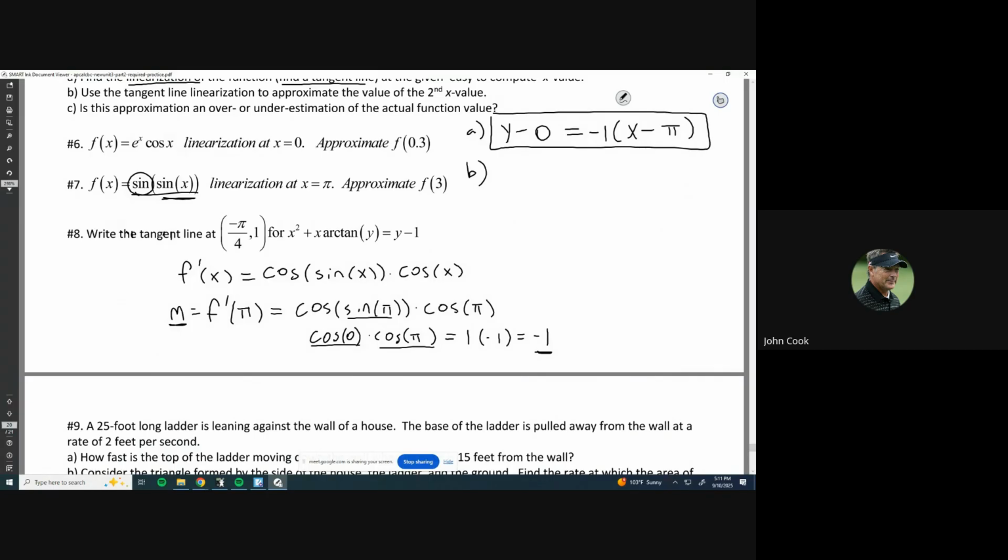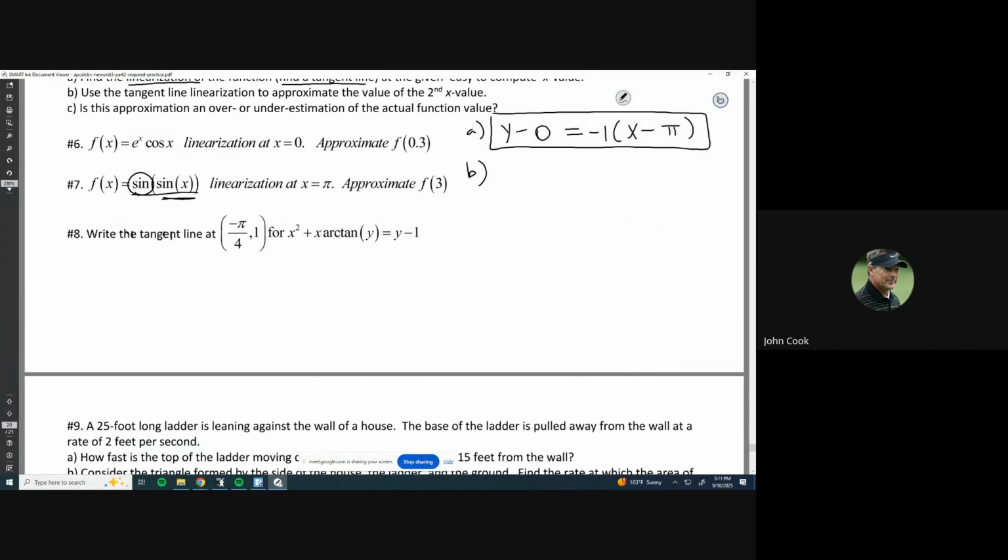All right, now moving on to part B. Why did I erase the derivative? Darn it. Oh well, I got my tangent line approximation. And now I'm supposed to approximate when x is equal to 3. So I plug 3 into my x value.